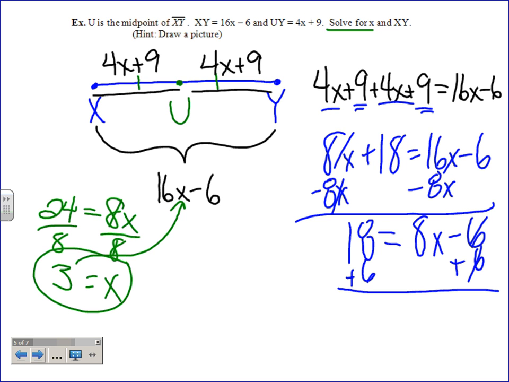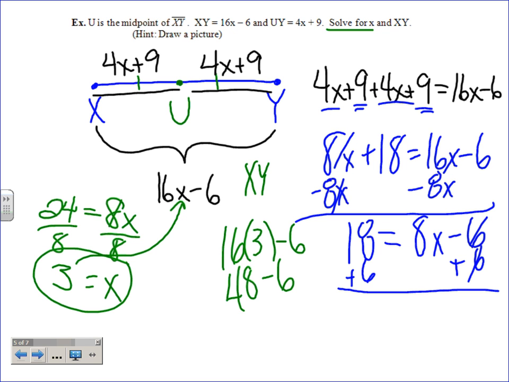Okay? But if we substitute it in there, XY, whole thing, substitute the x with a 3. Anybody know 16 times 3 off the top of your head? 48, yep. Minus 6. XY is 42. I'm glad the smartboard hasn't freaked out since that one little freak out it had.